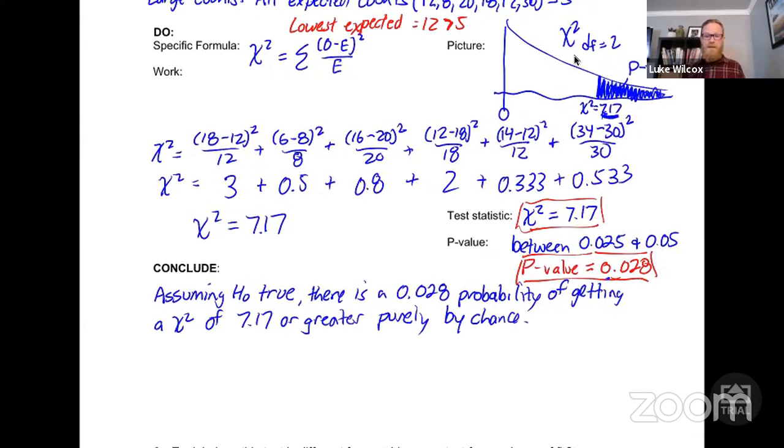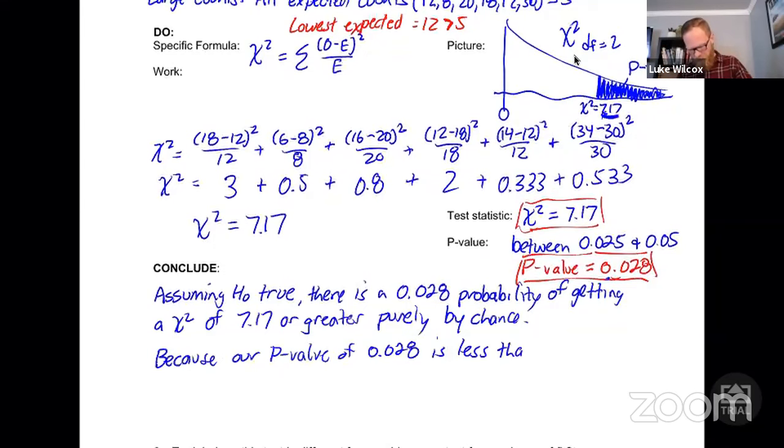Now this probability is very low. It's very unlikely that this would happen purely by chance, assuming the null hypothesis is true. So that's going to allow us to make our conclusion here. Because our p-value of 0.028 is less than our alpha level of 0.05, we are going to reject the null hypothesis. And we do have convincing evidence for the alternative.